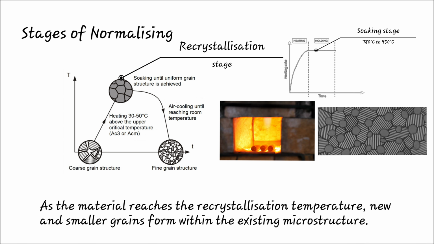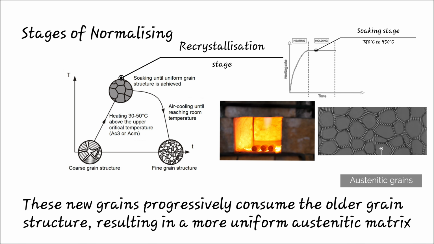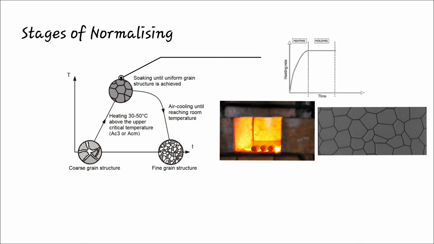As the material reaches the recrystallization temperature, new and smaller grains form within the existing microstructure. These new grains progressively consume the older grain structure, resulting in a more uniform austenitic matrix. The recrystallization process enhances the metal's ductility and hardness.